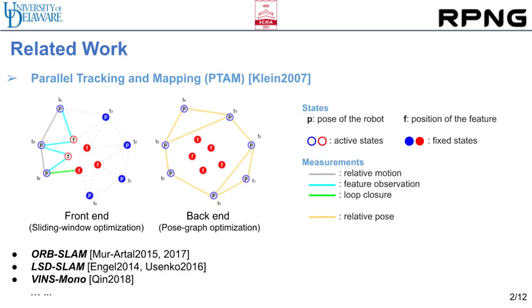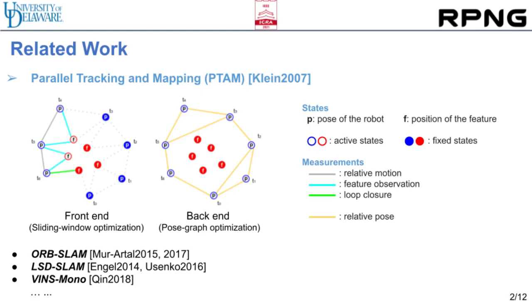The most related work to this paper is a method called parallel tracking and mapping. The basic idea of this method is to split a SLAM process into two pipelines, which can be run in parallel, for example, on a multi-core processor. And those two pipelines estimate different sets of states using different sets of measurements. And usually it can be realized by a front-end and a back-end.